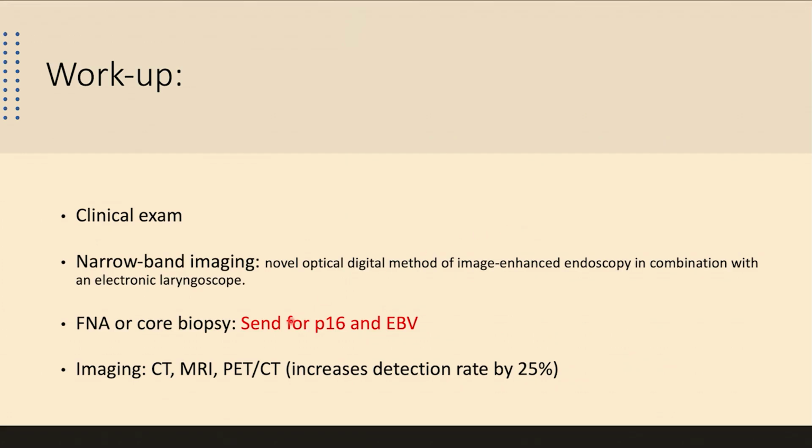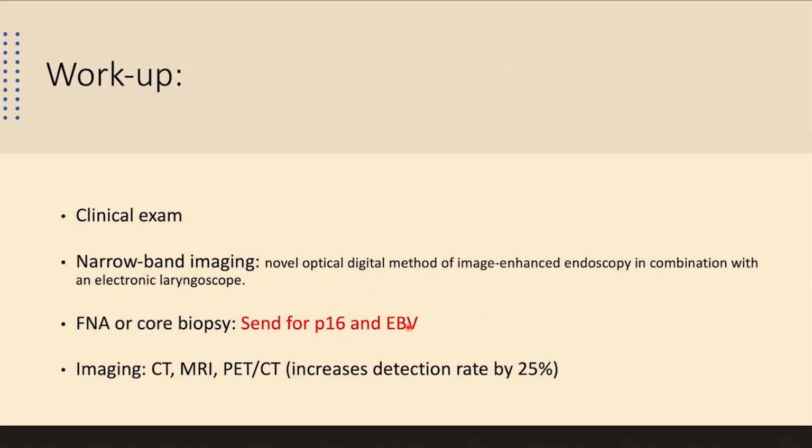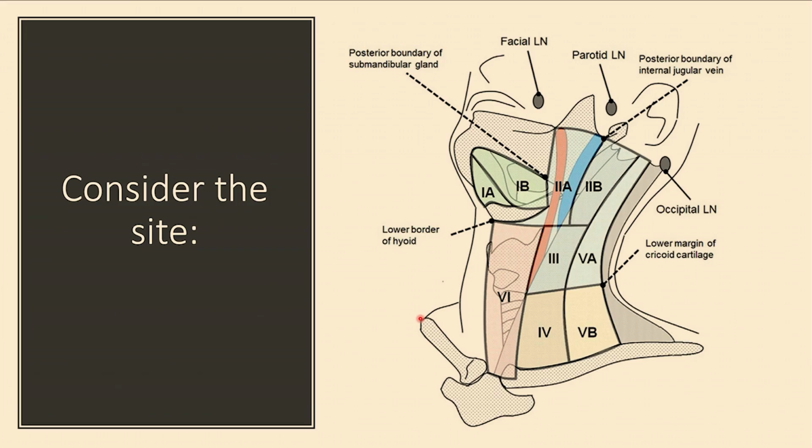Okay, so this is the workup, guys. And you know, the FNA or core, they're sending it for these 2 things, and then they're going to probably stage with PET. But these are the 2 most important labs that they're sending that biopsy of the lymph node for. Okay? And remember, this is tonsillar, this is nasopharyngeal. Okay? So how can we help find the primary? You can consider the primary site and the distribution and the morphology.